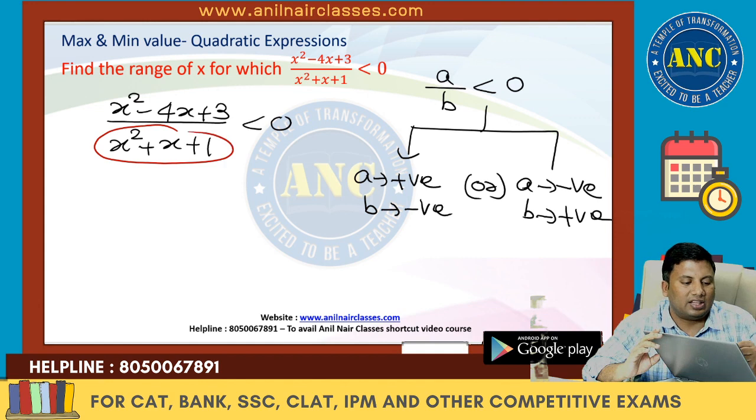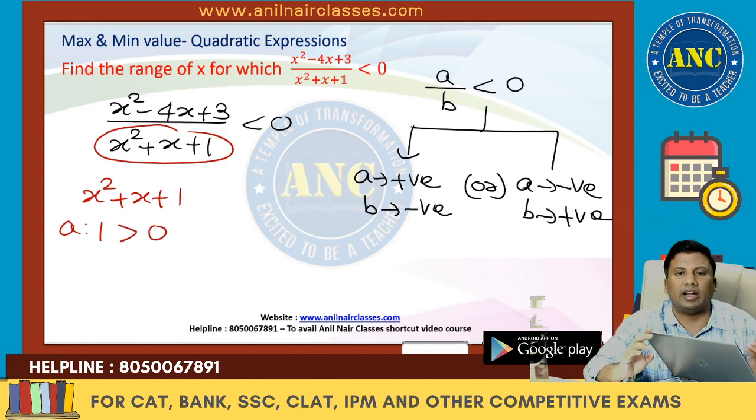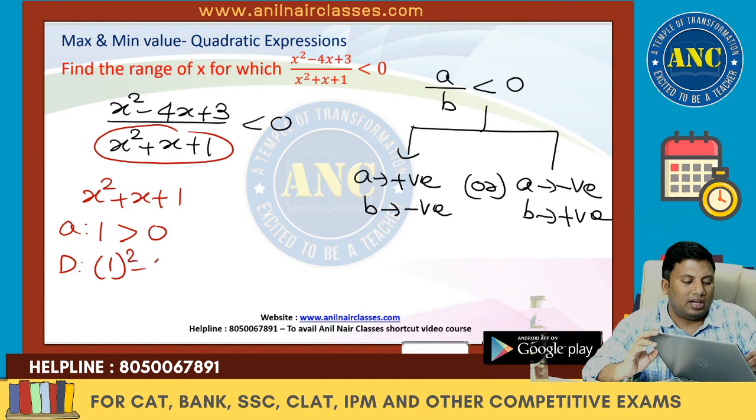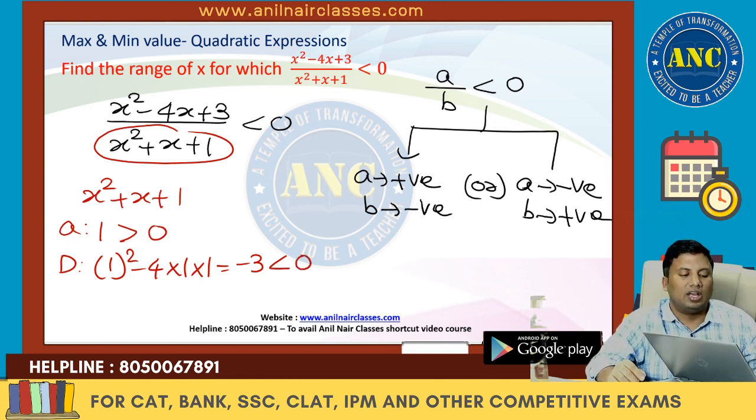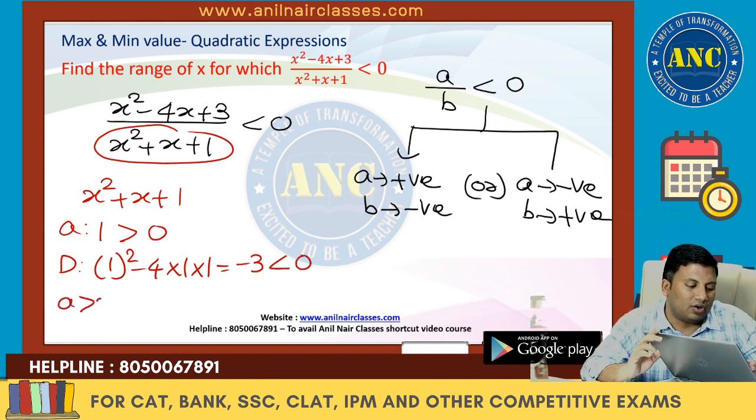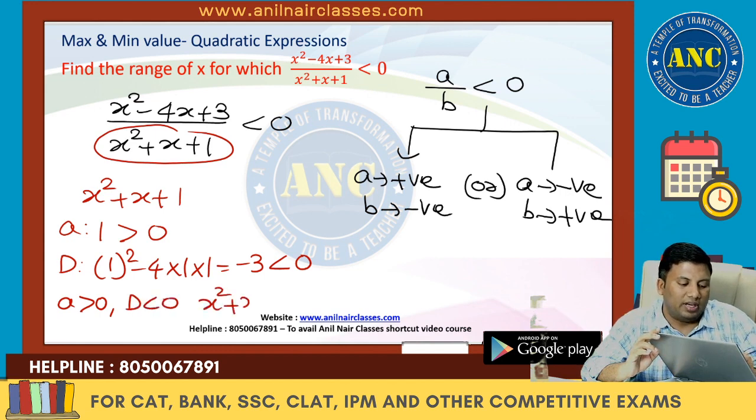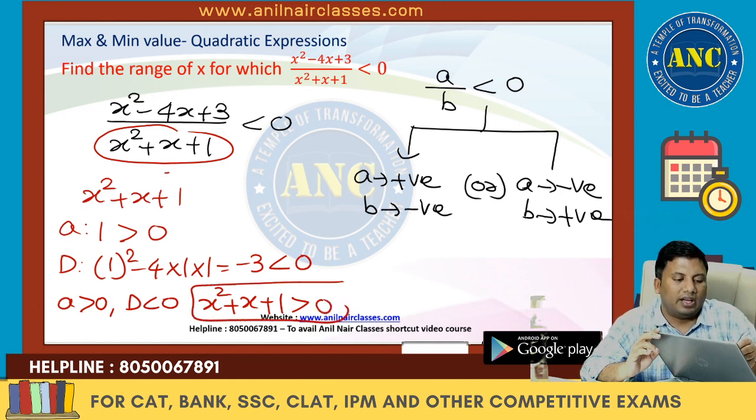If I take this value, x square plus x plus 1, a is 1, greater than 0. Discriminant is b square minus 4ac, which is 1 minus 4, minus 3. It is less than 0. If a is greater than 0 and D is less than 0, the expression will be greater than 0. X square plus x plus 1 will be greater than 0.